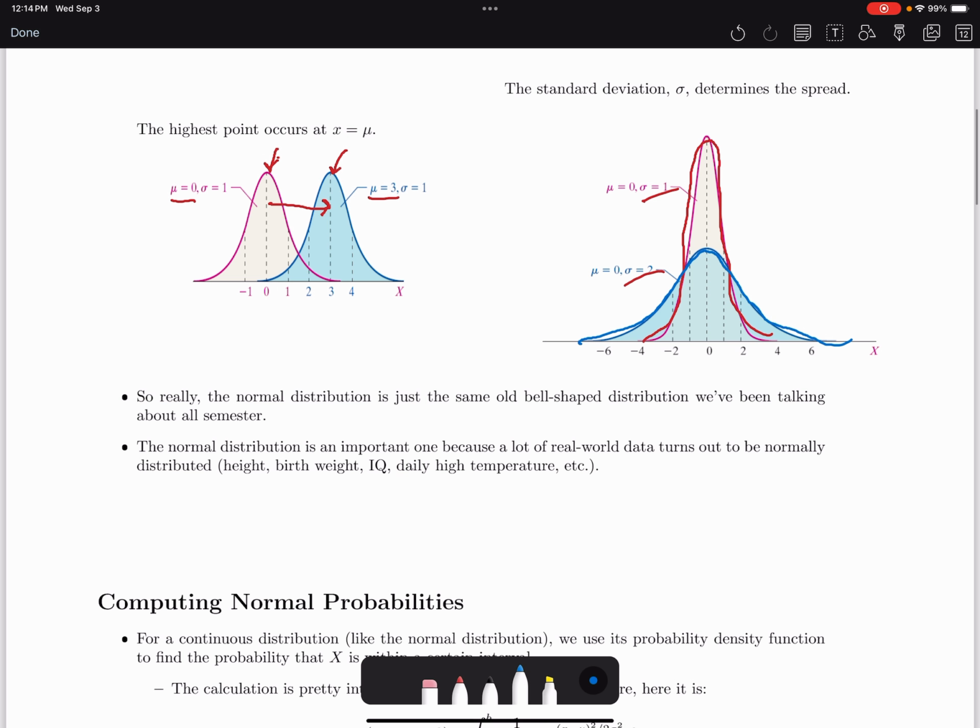So really the normal distribution is just the same old bell-shaped distribution that we've been talking about, but it's an important one because a lot of real-world data end up following a normal distribution. Things like height, birth weight, IQ, etc. And that should make some sense to you because whenever you're measuring something, it's usually going to be the case that most individuals are going to be close to average, and that there are going to be fewer individuals that are far above average and few individuals that are far below average. And so you're going to tend to end up with these kind of bell-shaped looking things for a lot of real world phenomena.